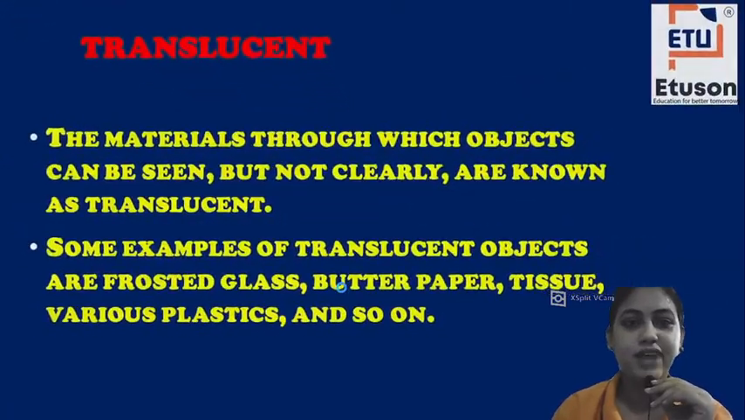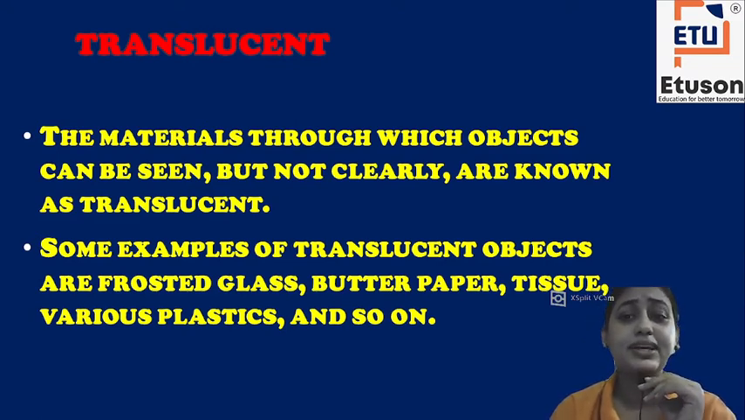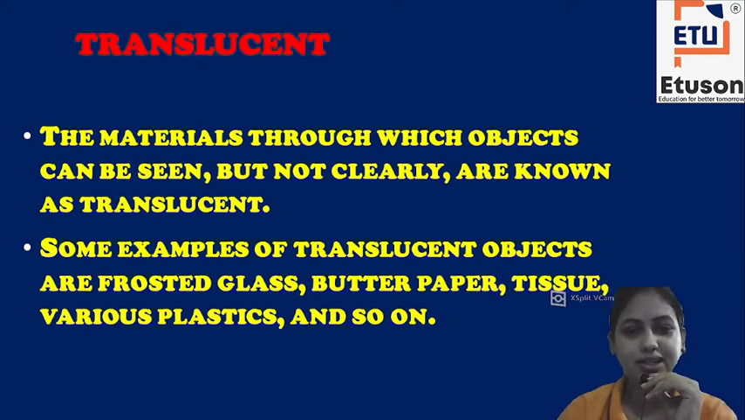Next, translucent. These are materials through which objects can be seen but not clearly, or we can say light is passing but not clearly. That's why we are not able to see the objects clearly. Examples are frosted glass, buttered paper, tissue paper, various plastics and so on. Here we can take the example of a bathroom where the door or the window is covered with ground glass. That's why the outer thing is not visible properly. That is the example of translucent.